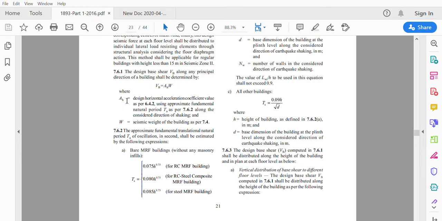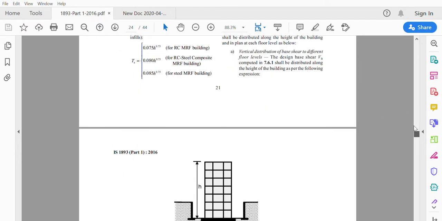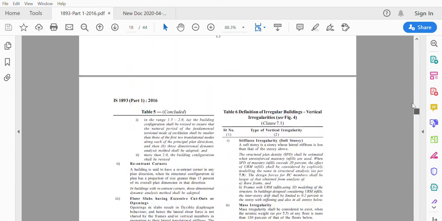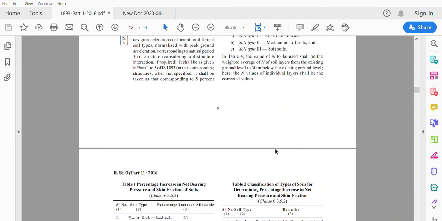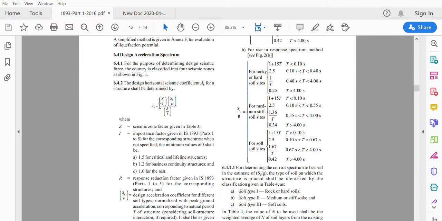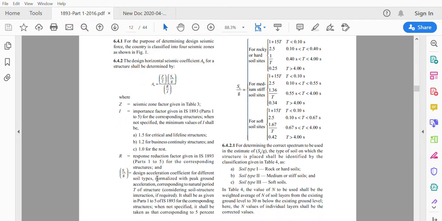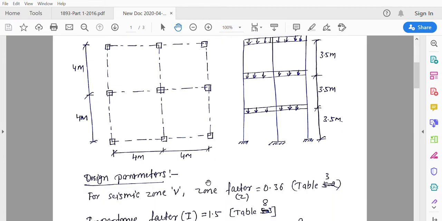For the calculation of AH, you should refer to page number 9. Here AH = (Z/2) × (SA/G) / (R/I). Z is the seismic zone factor, I is the importance factor, R is the response reduction factor, and SA/G is the design acceleration coefficient, which can be calculated by considering soil type and time period. Now, let us calculate the design parameters for the above problem.